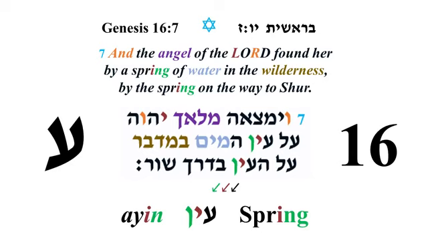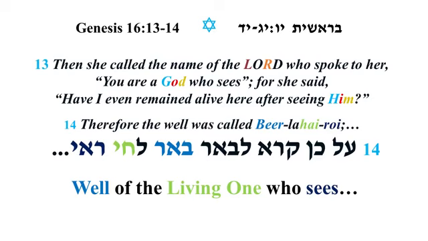You have ayin, spring. And in verse 13, it says, "Then she called the name of the Lord who spoke to her, 'You are a God who sees.' For she said, 'Have I even remained alive here after seeing him?' Therefore the well was called Beer Lahai Roi, well of the living one who sees."